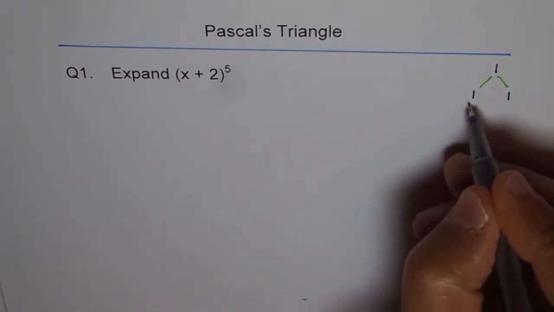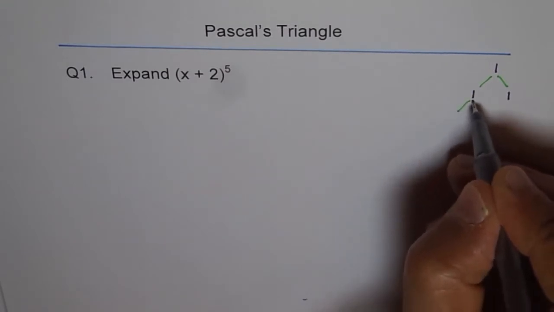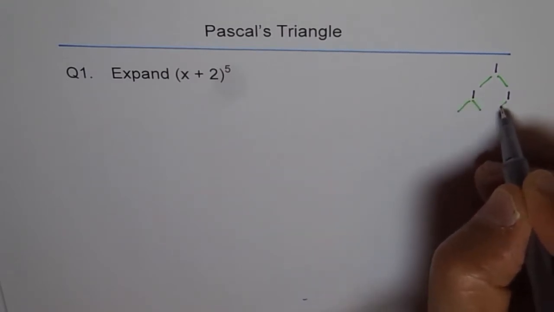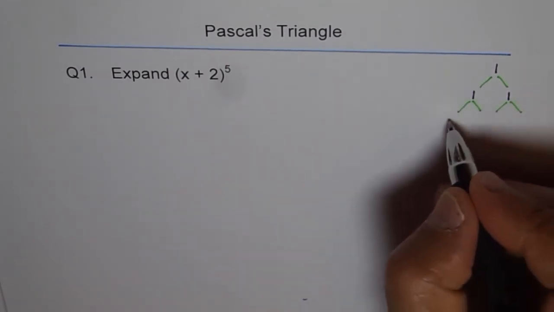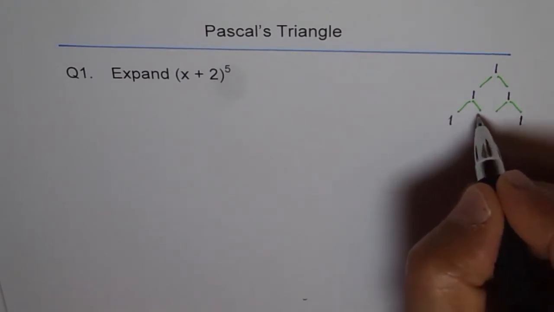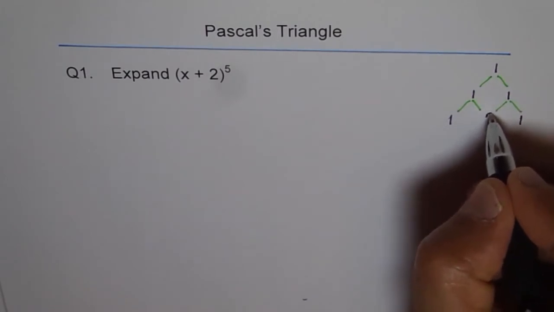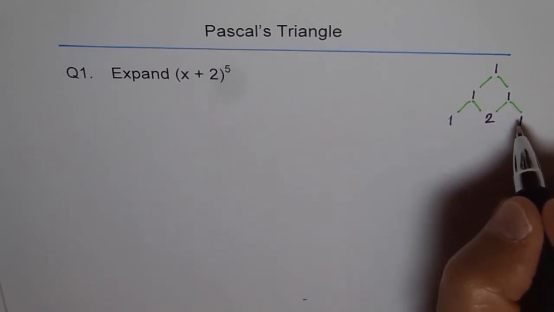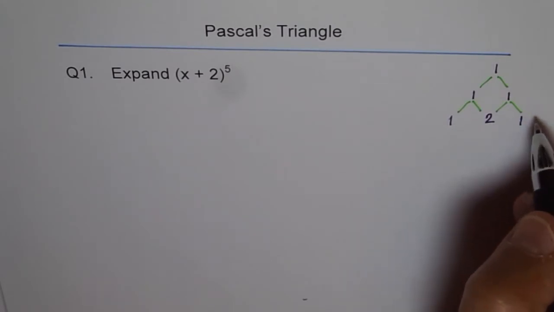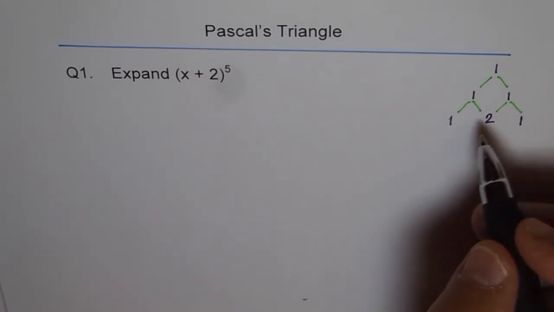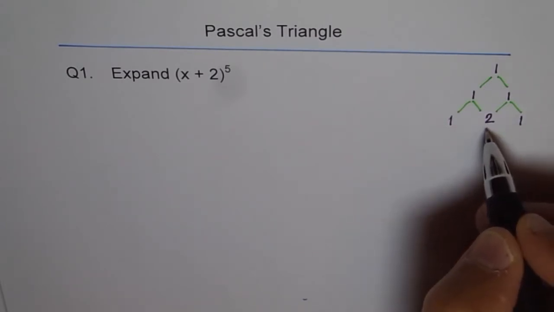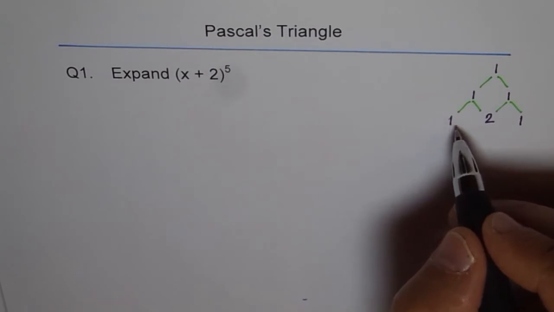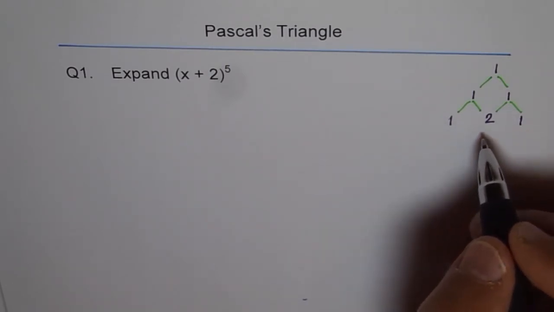Now, further if we go down, there's only one way going diagonally towards this left side, and also on the right side, there's only one way to go, correct? So here we'll have 1 and 1. But to reach this place, we have got two ways. One from this side, the other one from here. So there are two ways to go. This is our second row, correct? And (a + b)^2 will be a^2 + 2ab + b^2, where you'll find that 1, 2 and 1 are the coefficients, right?